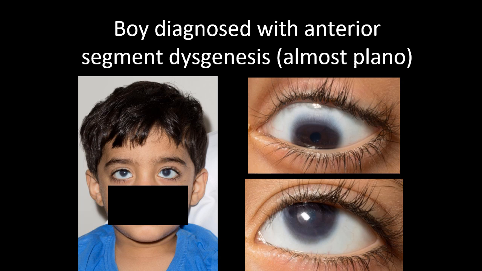Here's a boy who was diagnosed as anterior segment dysgenesis and referred for evaluation. In fact, careful examination reveals the pathognomonic phenotype of recessive cornea plana and confirmed by genetic testing. He doesn't have high hyperopia, he's actually almost plano, but this is because he has long axial lengths. Sometimes these patients with cornea plana have long axial lengths for other reasons, not related to the gene mutation.